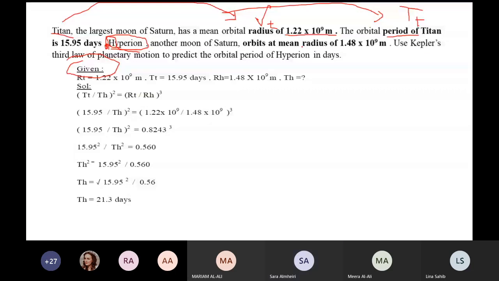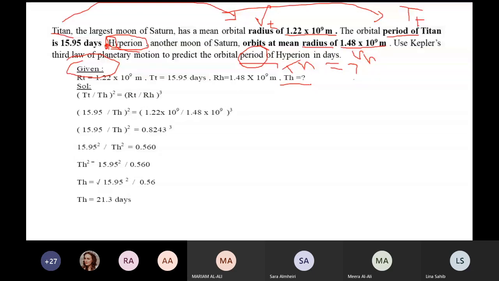Orbital radius. So R, write it small or large, same. R H. How much is it? 1.4 times 10 to the power 9. But here it only gave you R. There is no time for Hyperion. You have to find the time for it. Time for H is not given. So you have to do what? Find the time. Right?